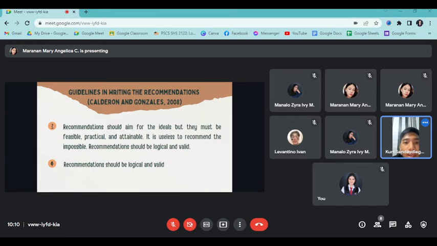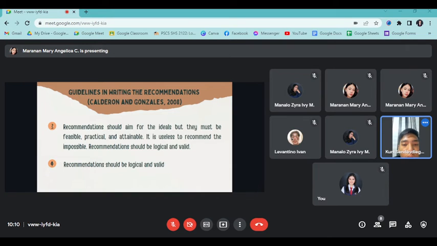Number 3. Recommendations should aim for the ideals, but they must be feasible, practical, and attainable. It is useless to recommend the impossible. When we recommend, we give ideas. Hindi lang basta idea, dapat more on practices and yung makatotohanan. Dapat feasible, yung capable of doing that and possible to do easily or conveniently.